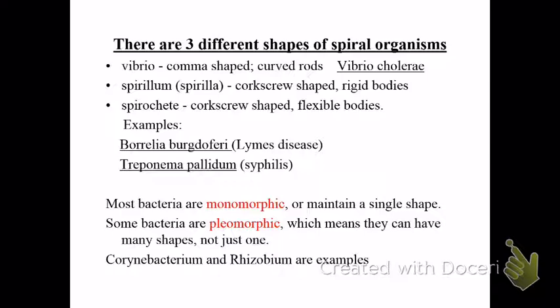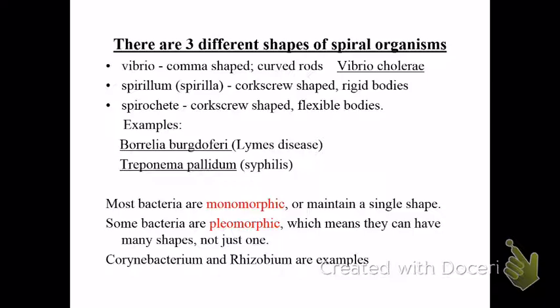Okay, so most bacteria only have one shape, and we call that monomorphic. But some bacteria can go back and forth. They can switch shapes, like go coccus to bacillus, they can switch back and forth. 2 examples are Corynebacterium and Rhizobium. So those are examples of pleomorphic.